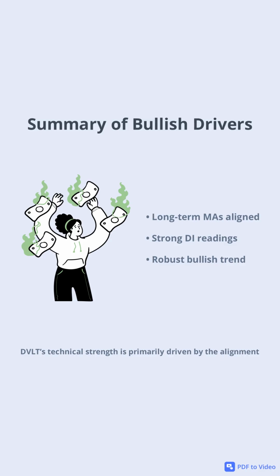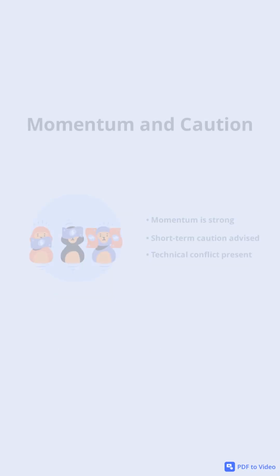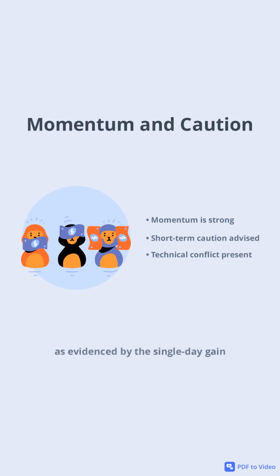To summarize, DVLT's technical strength is primarily driven by the alignment of long-term moving averages and strong directional index readings. These factors confirm a robust, sustainable bullish trend that has attracted significant market attention. However, it's important to balance this optimism with an awareness of short-term risks. The explosive momentum, as evidenced by the single-day gain and confirmed by MACD and RSI, is a major positive for DVLT.